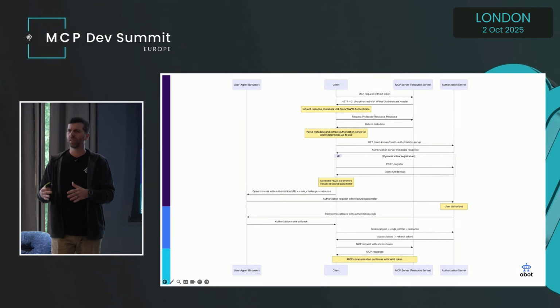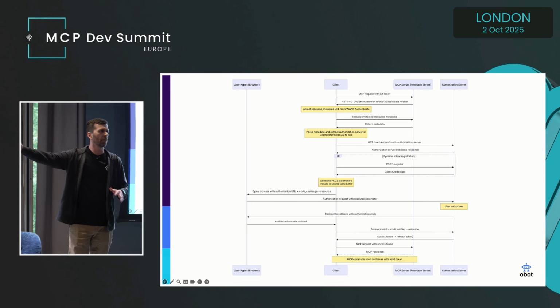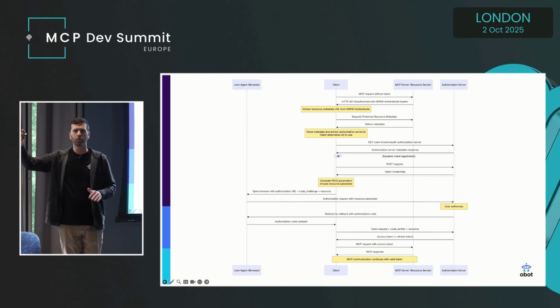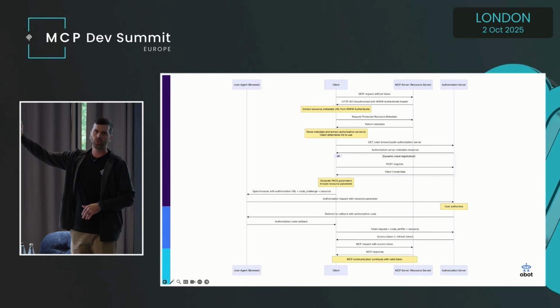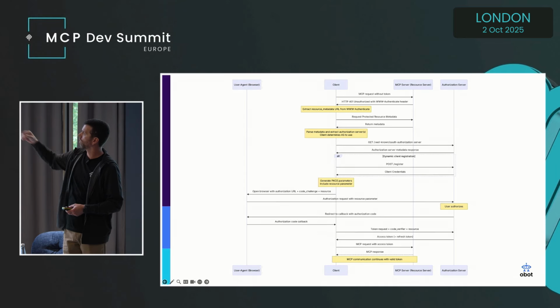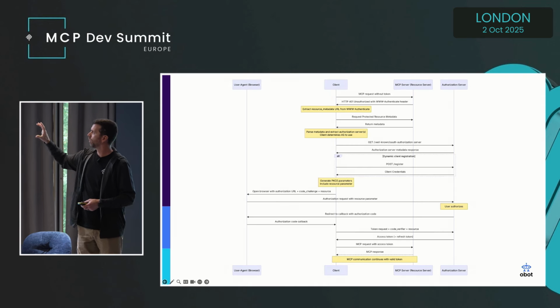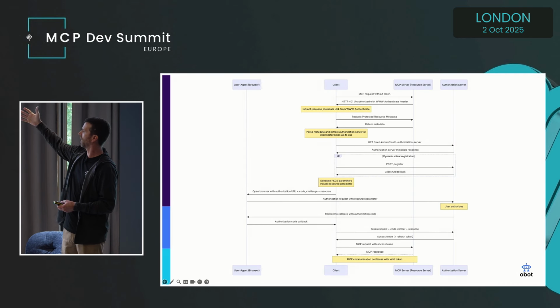So now we're getting into the more technical pieces. This is pulled straight from the MCP spec. This is the authorization flow. If you make a request to an MCP server and that MCP server wants to use OAuth, then this is the entire flow that you go through. The piece that I want to draw your attention to for now is just the top half.